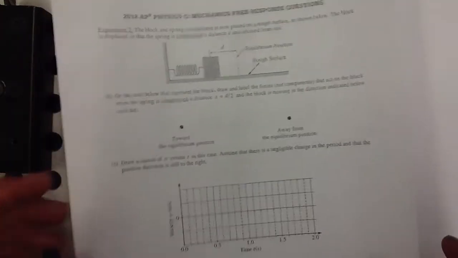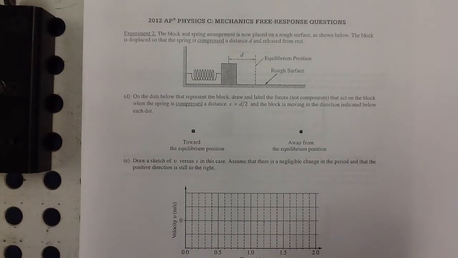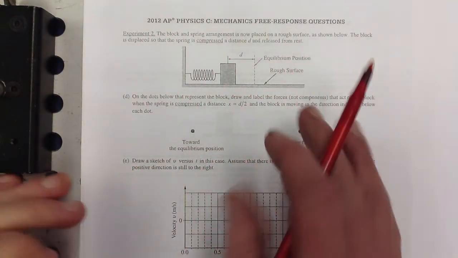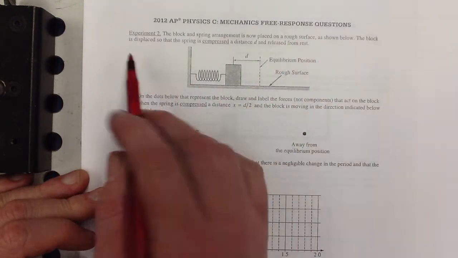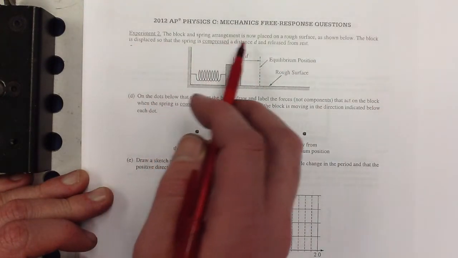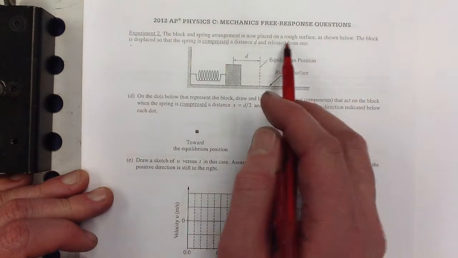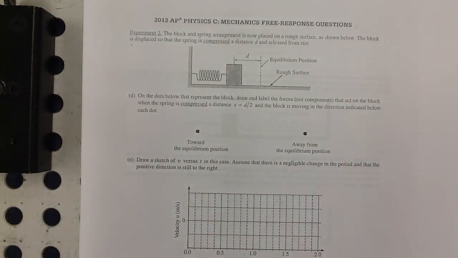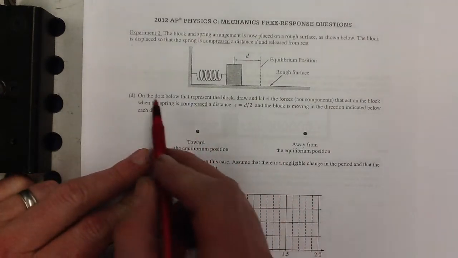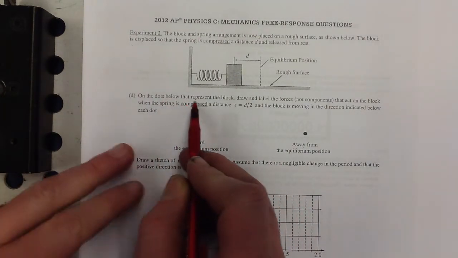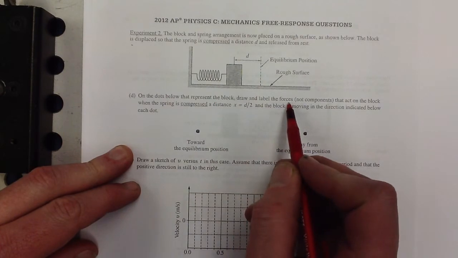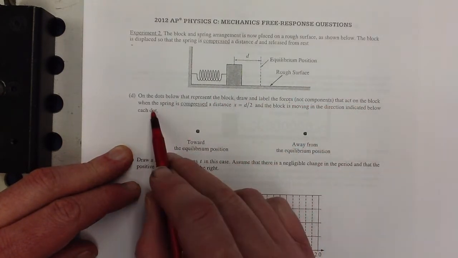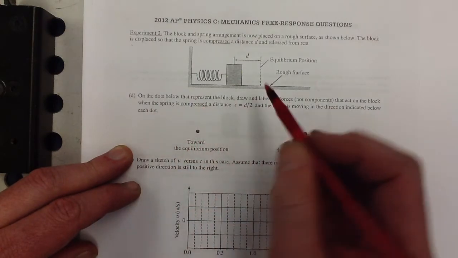All right, part D. Experiment 2. The block and spring arrangement is now placed on a rough surface, so now we have friction, as shown below. The block is displaced so that the spring is compressed a distance d and then released from rest. On the dot that represents the block, draw and label forces, not components, that act on the block when the spring is compressed a distance of d over 2.